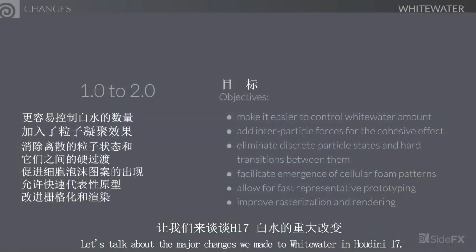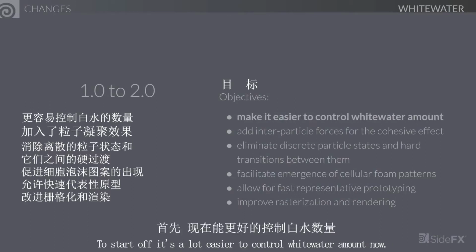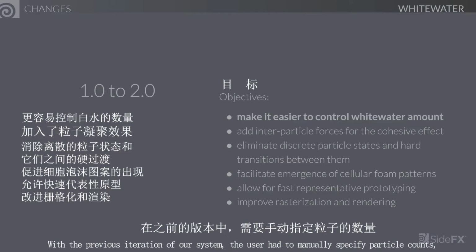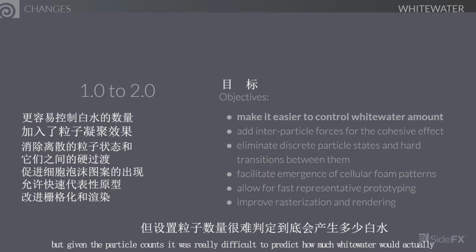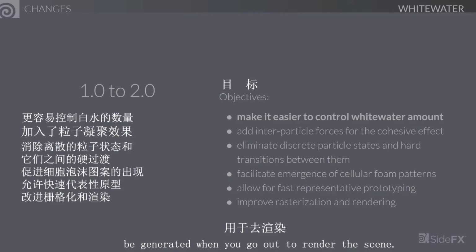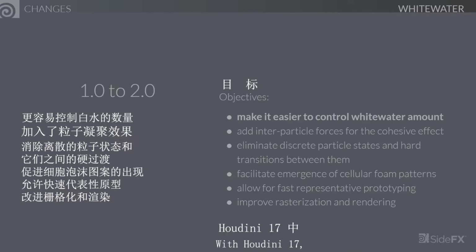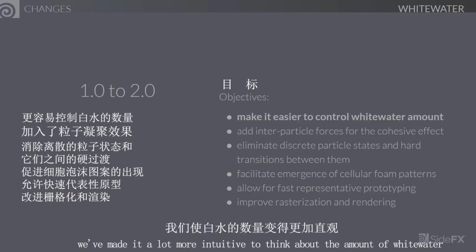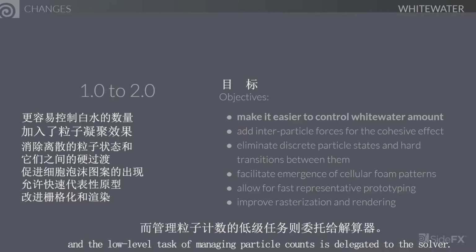Let's talk about the major changes we made to whitewater in Houdini 17. To start off, it's a lot easier to control whitewater amount now. With the previous iteration of our system, the user had to manually specify particle counts, but given the particle counts, it was really difficult to predict how much whitewater would actually be generated when you go out to render the scene. With Houdini 17, we've made it a lot more intuitive to think about the amount of whitewater, and the low-level task of managing particle counts is delegated to the solver.